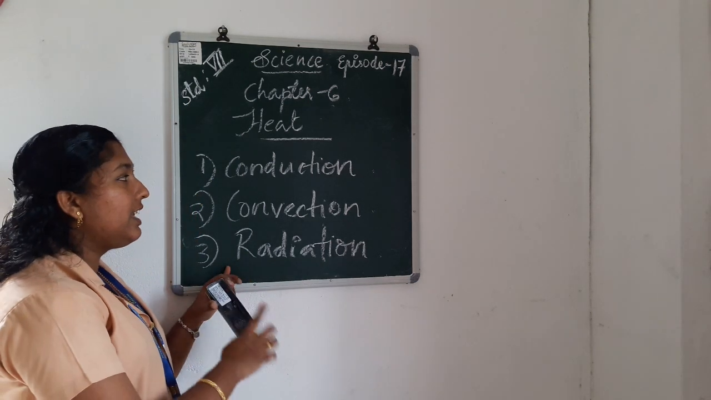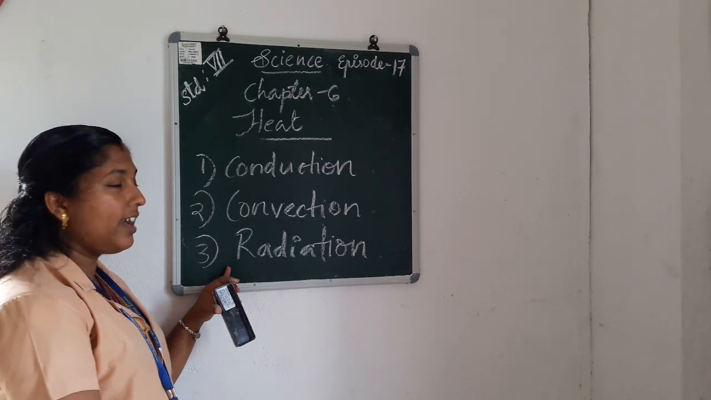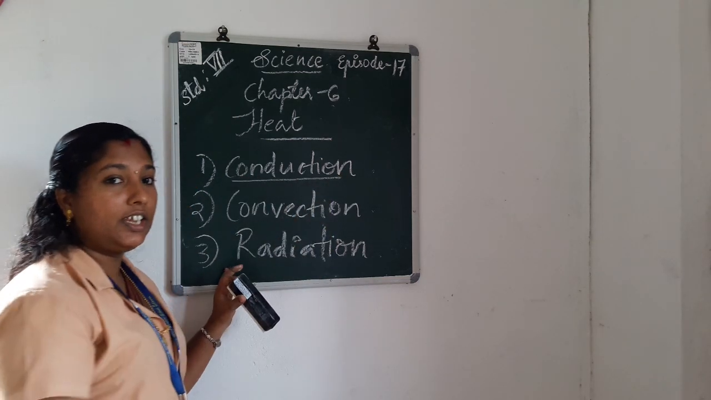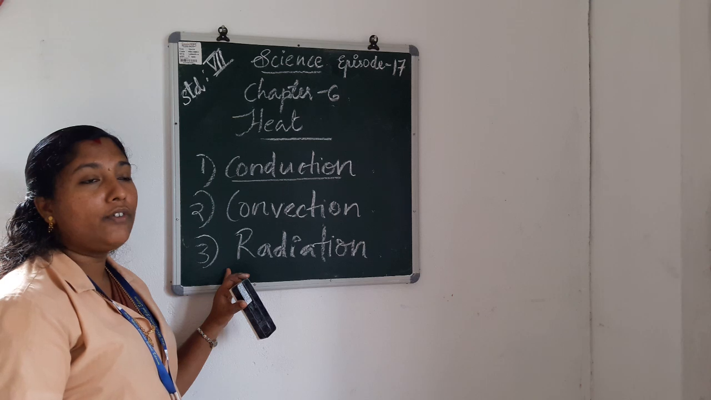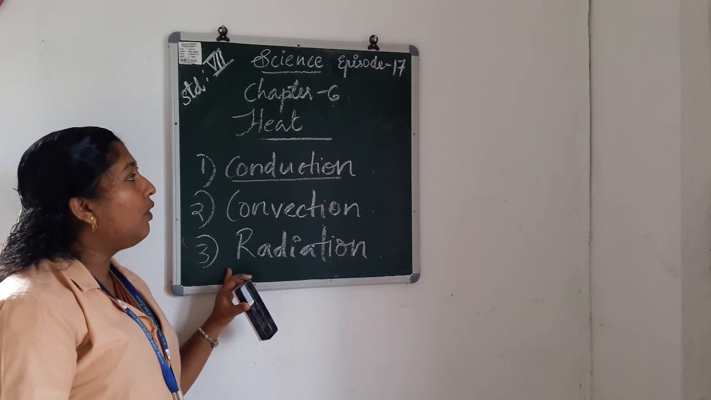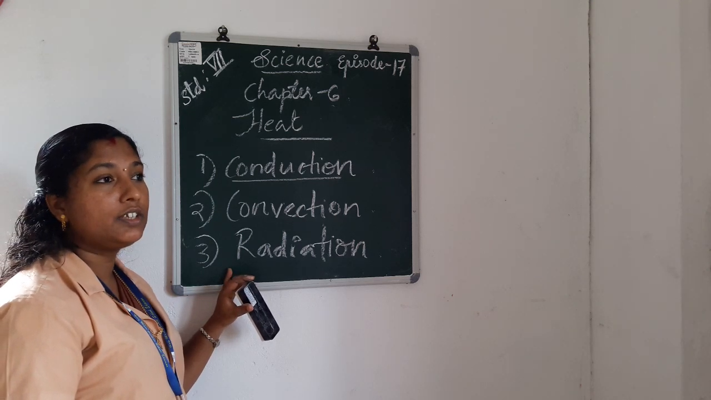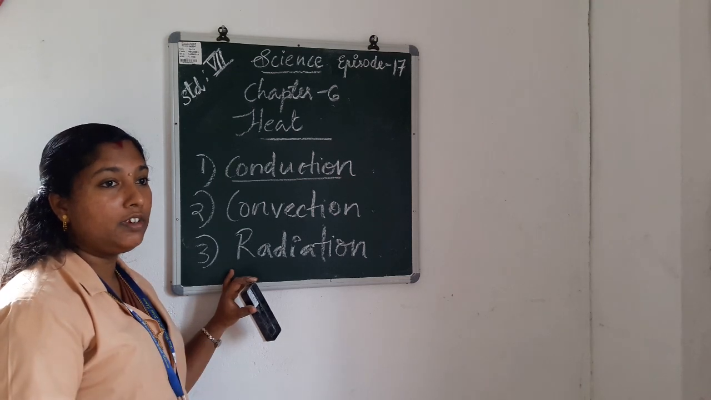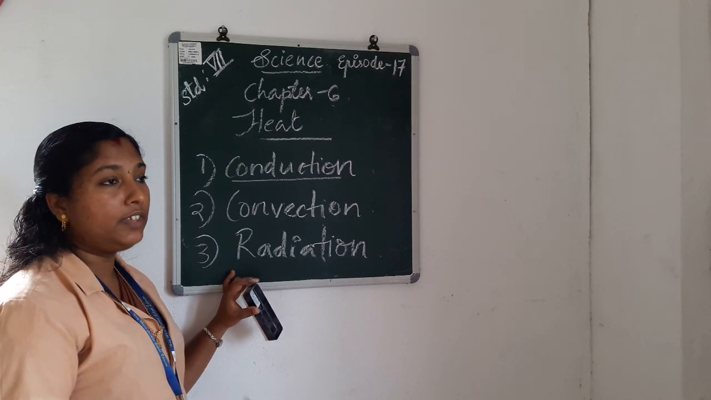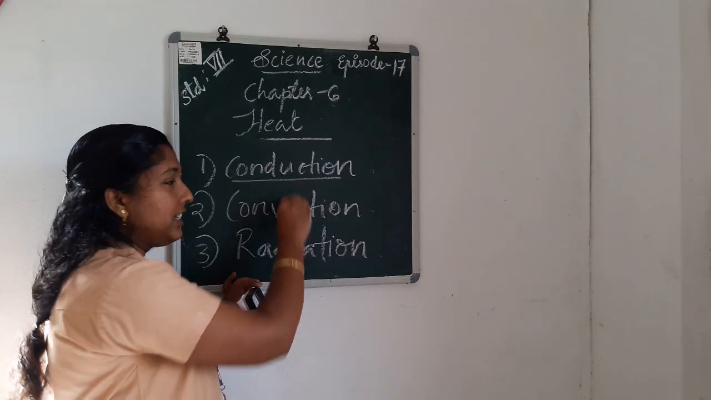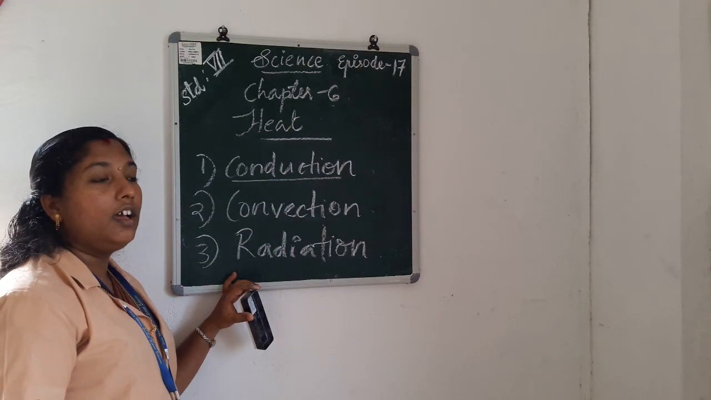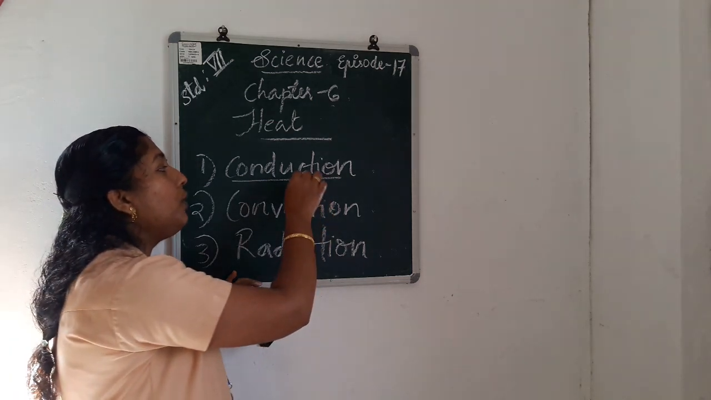Once again, there are three ways through which heat transfer takes place. First one is conduction. What do you mean by conduction? Conduction means the mode of heat transfer from a hotter part of a material to a colder part of a material without any movement of the material. Conduction takes place in all solids. In solids, the heat transfer takes place through conduction.